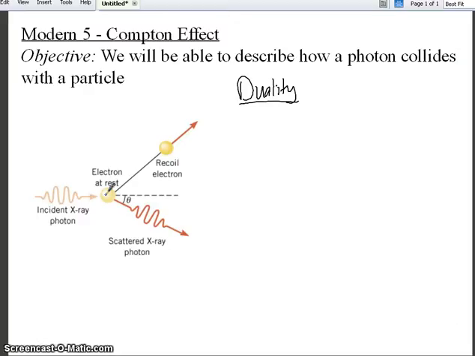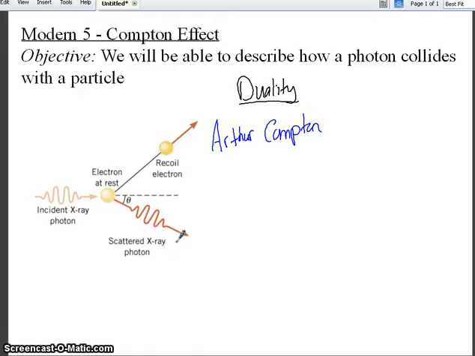So the Compton effect is pretty simple. Well, maybe not simple, but I think it's a simple concept to understand. What Arthur Compton figured out was that when an X-ray photon was shone upon a particle, an electron at rest, it hit the electron. The electron was sent in one direction, and the photon was sent in a different direction.